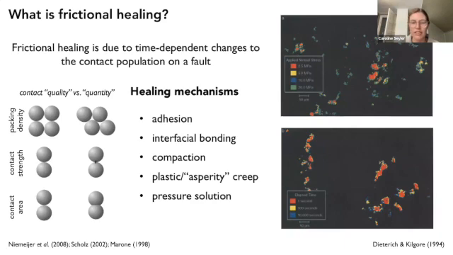And these increases in either contact quality or quantity are driven by a variety of mechanisms, things like adhesion, interfacial bonding, compaction, low temperature plasticity, or the creep at asperity contacts, and pressure solution. So these are all sort of interplaying at possibly different time scales or different spatial scales as well.